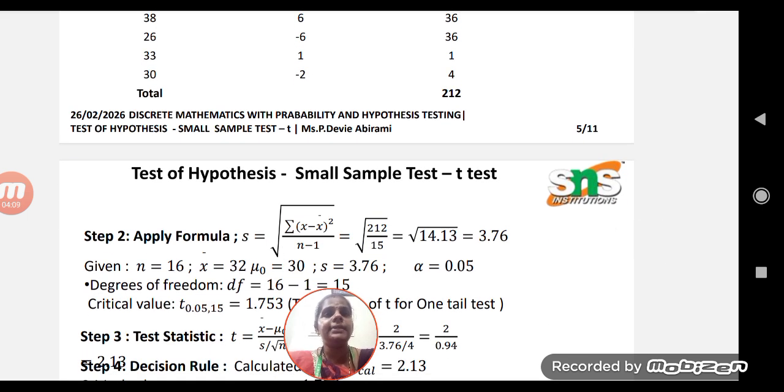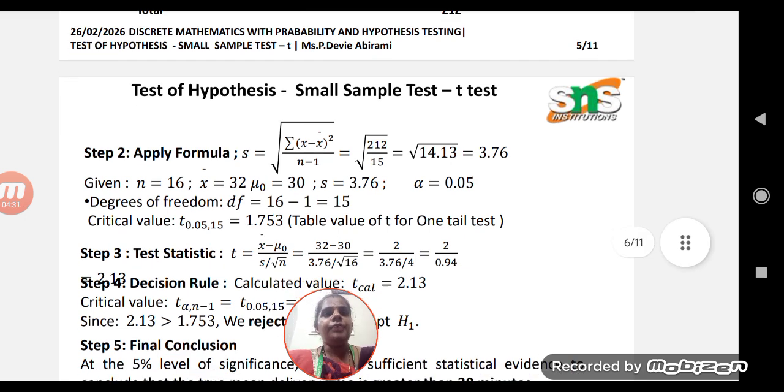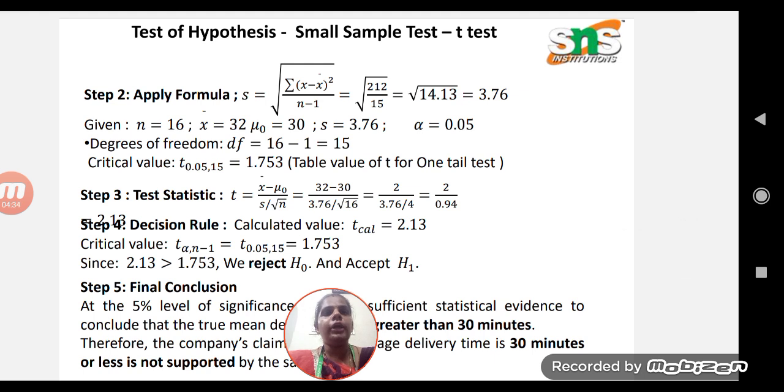Now I am going to apply this in my t formula. So the t formula is (x bar minus mu naught) divided by (s by root n). For finding this value, the number of observations n is 16, the x bar value is 32, and the population mean is 30. The standard deviation value is 3.76 and the alpha value is 0.05. If I divide it, I will get the answer as 2.13. Here the table value is 1.753. So my value is greater than the table value, so we can accept the alternate hypothesis.